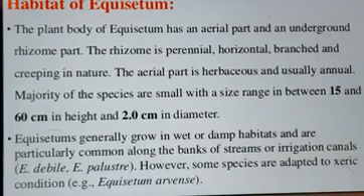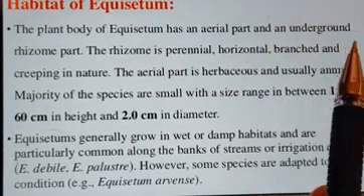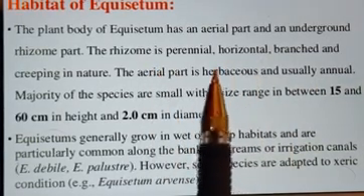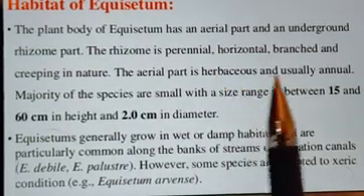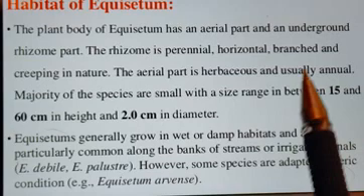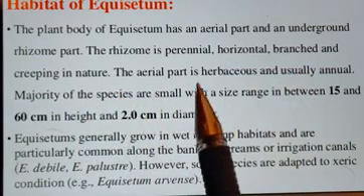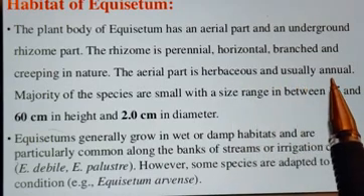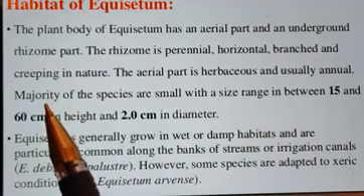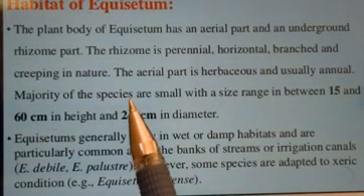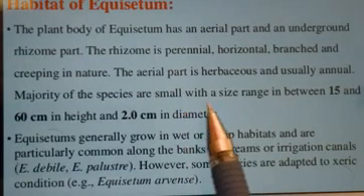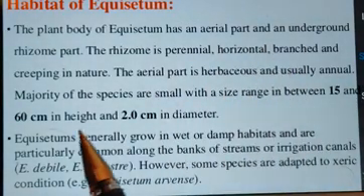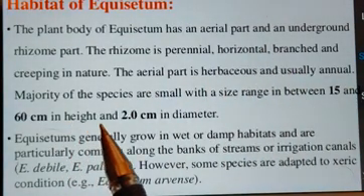So the plant body of the Equisetum has an aerial part and an underground rhizome part. The rhizome is perennial. Perennial means more than 2 years. Then horizontal, branched, and creeping in nature. The aerial part is herbaceous, which is green in color, and usually annual, meaning it completes its life cycle in a single year. The majority of the species are small, ranging between 15 and 16 centimeters in height.